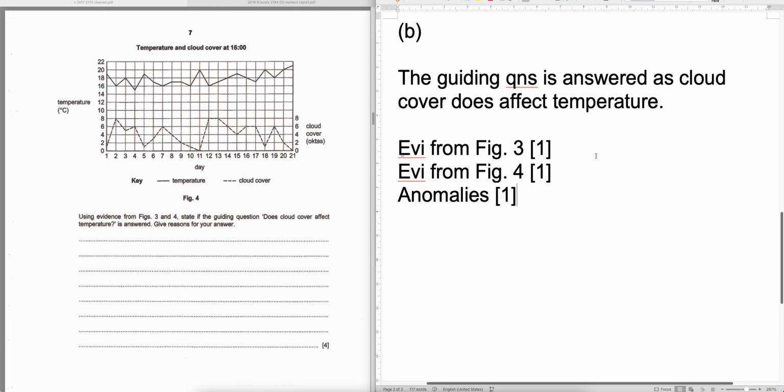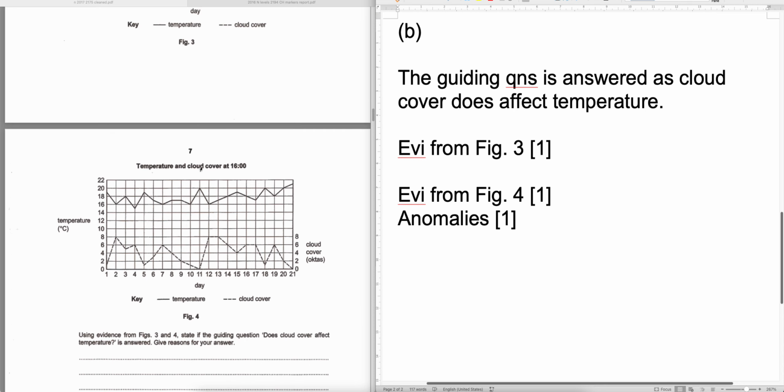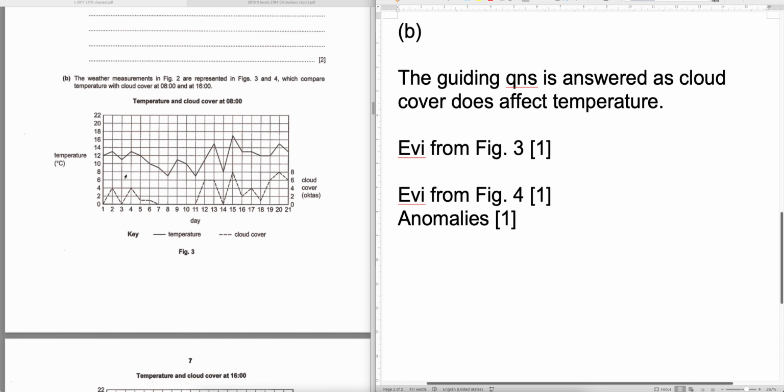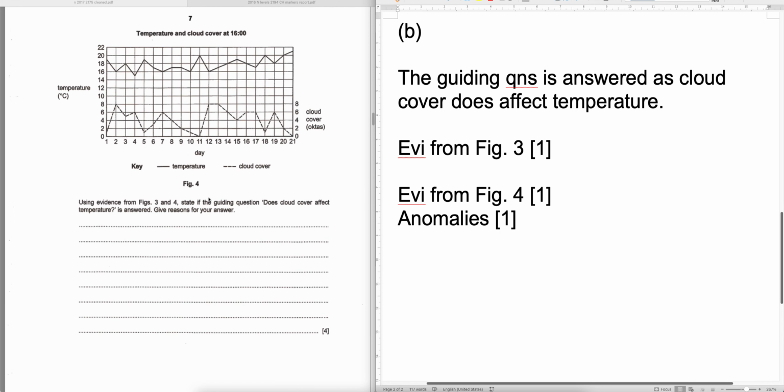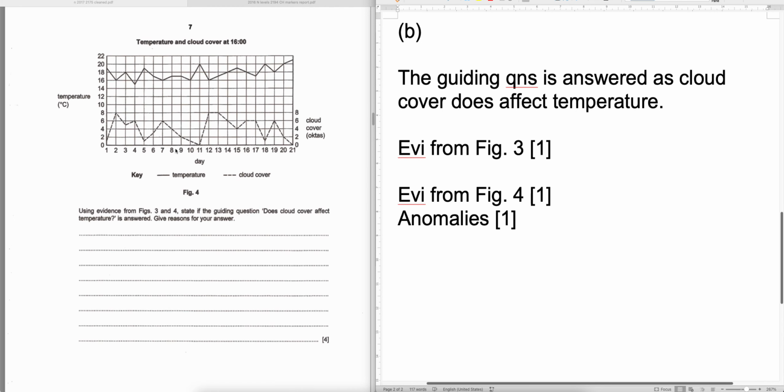Most of you are able to say that from figure 3, you see that there is a direct relationship. When the cloud cover increases, the temperature does increase. Sorry, it should be cloud cover first. And then also able to see that from figure 4, there is an inverse relationship. When the cloud cover increases, the temperature decreases. So you should have been quite clear from the beginning about this answering part.